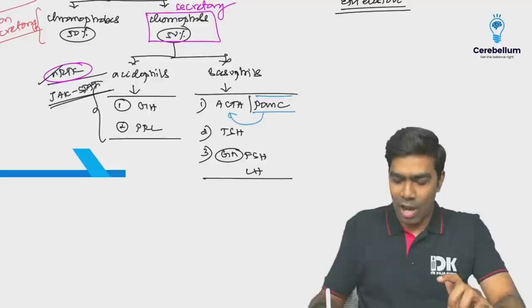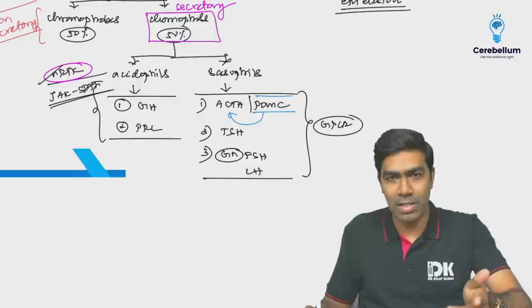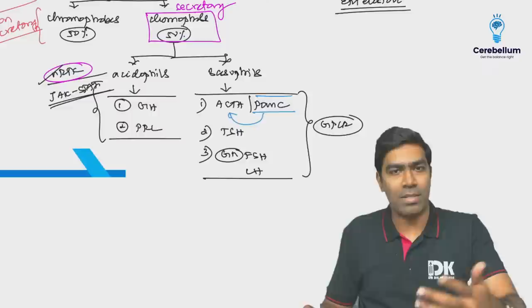How do basophilic hormones work? Basophilic hormones work by the G protein coupled receptor pathway, GPCR. Do you know what GPCR is? The most common receptor in the body is the G protein coupled receptor. Membrane spanning, 7 domains. We all know that. That's how the basophilic hormones are going to work.